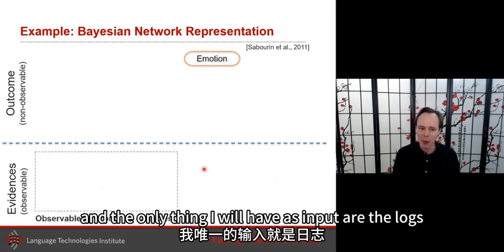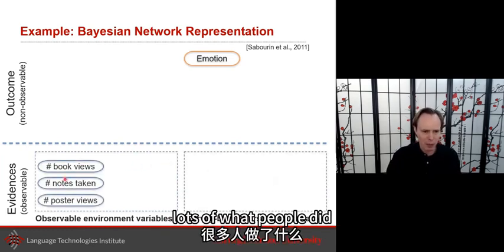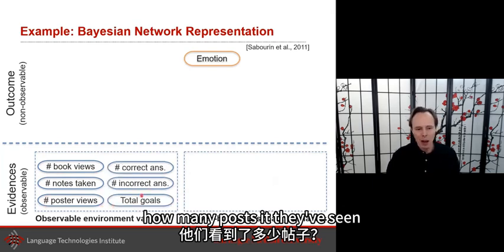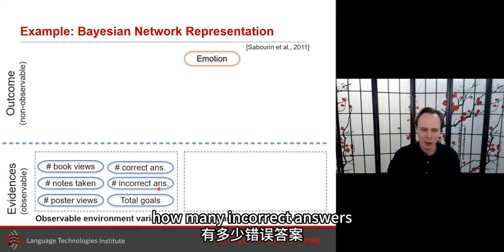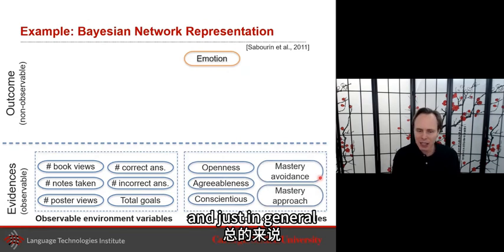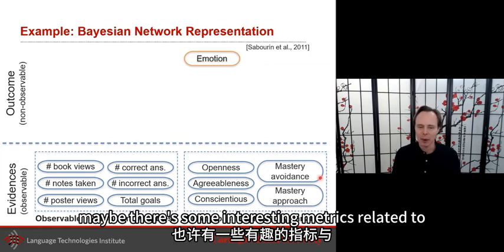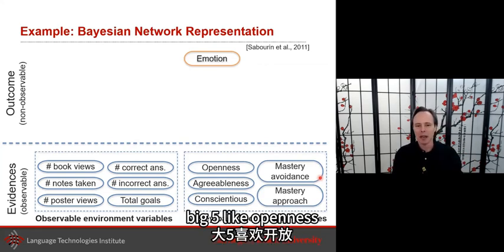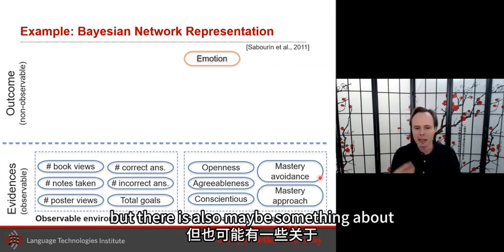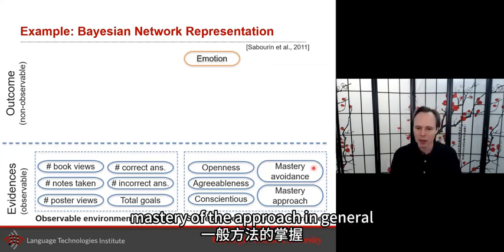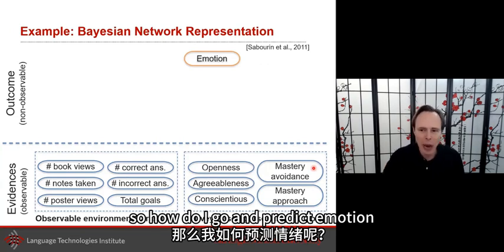And the only thing I will have as input are the logs of what people did, like how many books they've seen, how many notes they took, how many posts they've seen, and maybe also how many correct answers they had, how many incorrect answers, total goals they reached. And maybe I also have something about their personality, and in general, maybe some interesting metrics related to everybody. When they think about personality, maybe think about the Big 5, like openness. But there's also maybe something about how much this person likes or wants to avoid mastery of the approach in general. So how do I go and predict emotion?